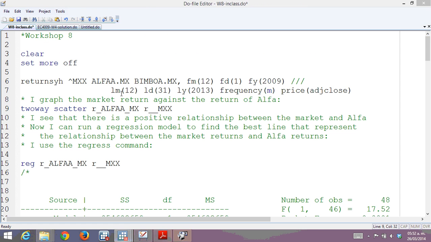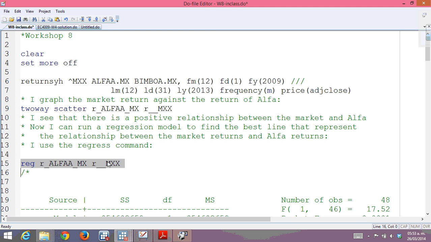Okay, now I'm gonna run a market model. I have alpha returns and the market returns, and I'm gonna run what is called a market regression model, where I'm gonna use as a dependent variable the continuously compounded returns of alpha, and as an independent variable the continuously compounded returns of the market.